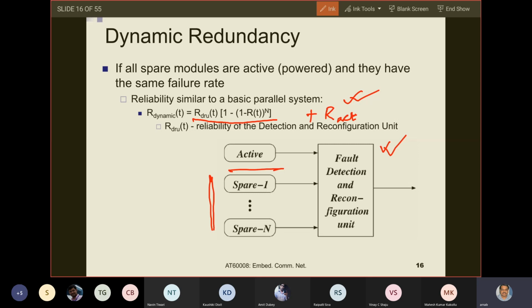we are saying that RDRU is the probability that it will be able to correctly detect the failure of the active module and reconfigure. So RDRU is the probability that, in the case in which the active module fails, the fault will be detected and correctly reconfigured. Now, given this reliability, what is the probability that the system will still work correctly in the presence of the active module failing? That is 1 minus (1 minus Rt) to the power n. So the entire reliability will therefore be this.